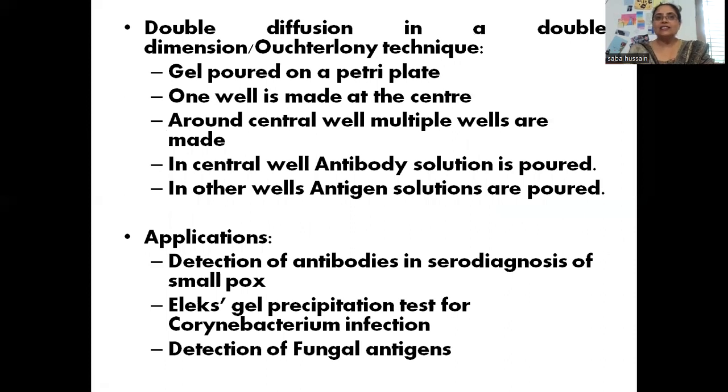These are the different types of precipitation reaction we are reading. Another is double diffusion in a double dimension, which is the Oudin technique. What happens in this? How is this happening? A gel is poured on a Petri plate. In a Petri plate, we pour a gel. Then a well is made in the center. We will be discussing that in the diagram also.